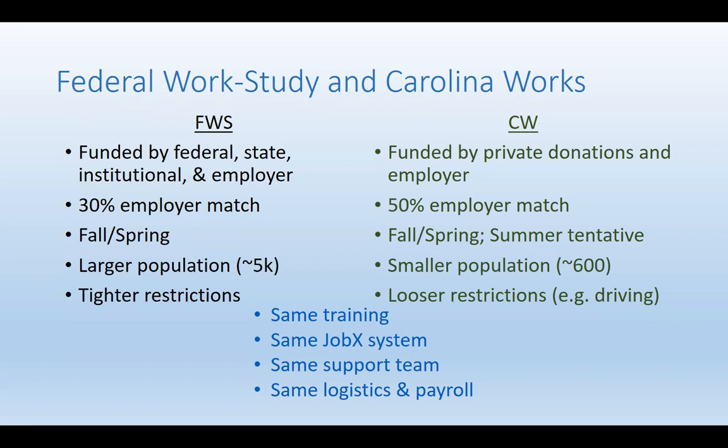So our program will continue to provide 100% of the students' wages up front, and then we will ask for the 30% employer match after the fact through the CBM system. Now, Federal Work Study is fall and spring. It has a larger population of about 5,000 students, and it, of course, has some tighter restrictions, as I mentioned. Carolina Works is funded not by the federal government, but by private alumni and donors, and the employer at a 50-50 match.